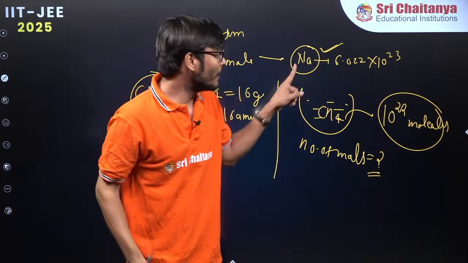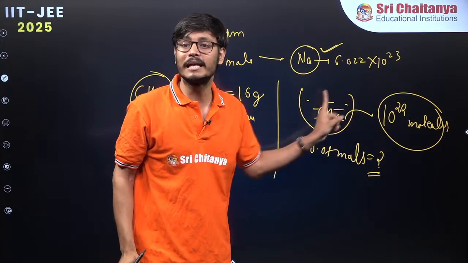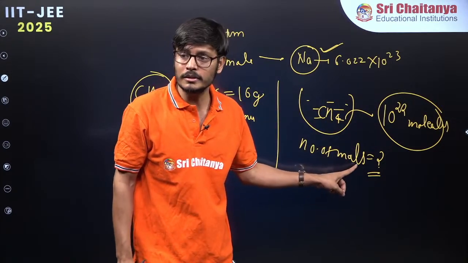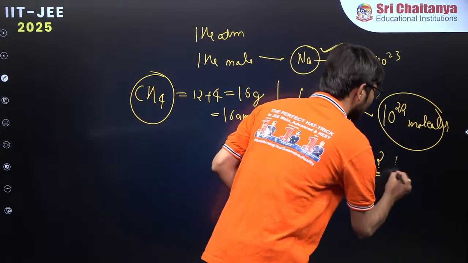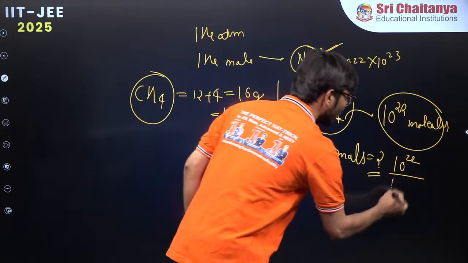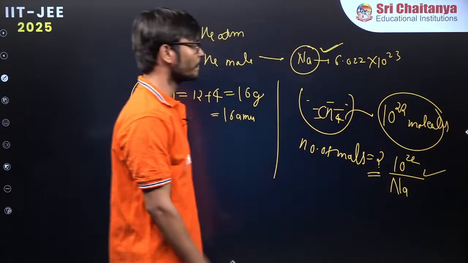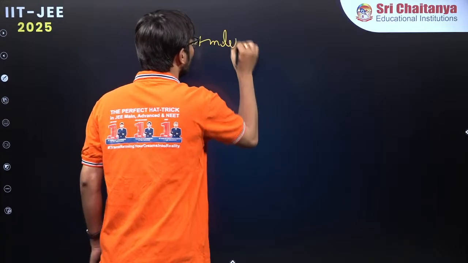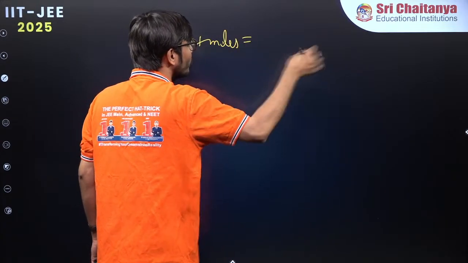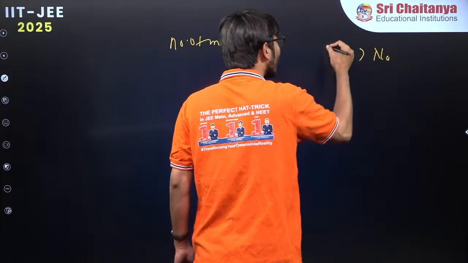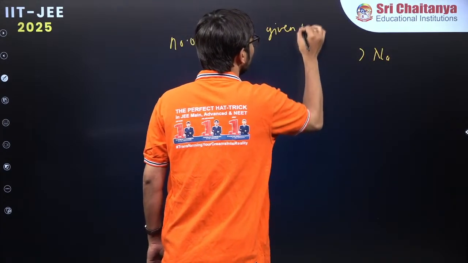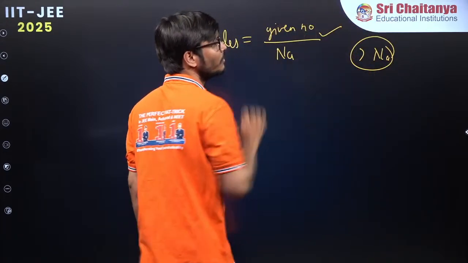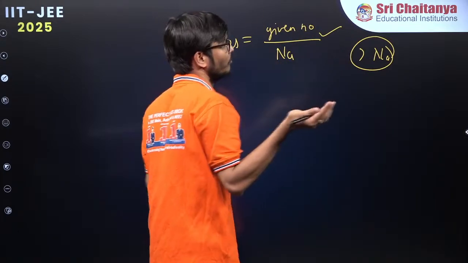We know that 1 mole of methane contains how many molecules? Avogadro number of molecules. So what is the formula for the number of moles? Given particles, 10 to the power 22, by Avogadro number. So I can frame the formula: number of moles is equal to given number divided by Avogadro number. If you have more than Avogadro number, moles will be more than 1. If you have less than Avogadro number, moles will be less.